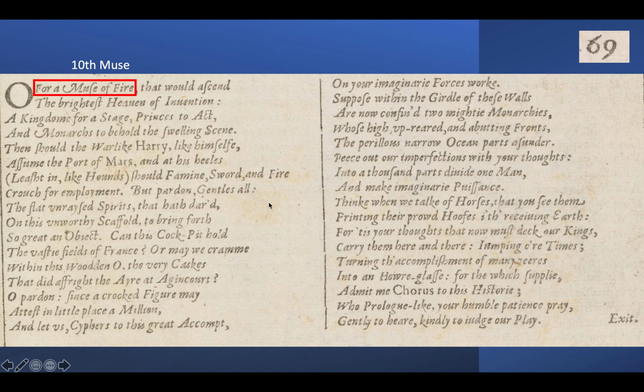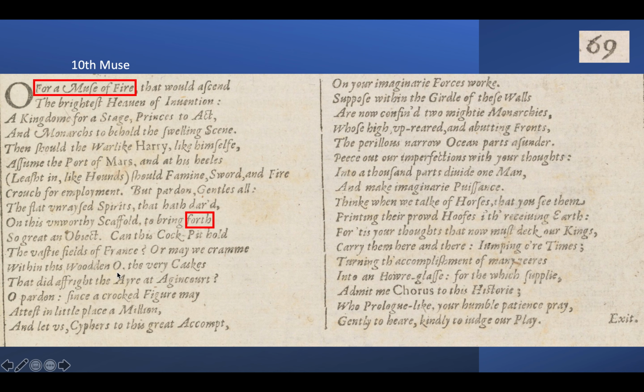But pardon, gentles all, the flat, unraised spirits that hath dared on this unworthy scaffold to bring forth so great an object. Just note all of the O's in this as well. Can this cockpit hold? We'll notice there's a 10 there in the hold. So yes, it can hold 10. The vast fields, remember Richard Field, the printer. Field references are always important. Of France, there's an and in there as well. Or, and or, may, oh God, there's just so much meaning in this.